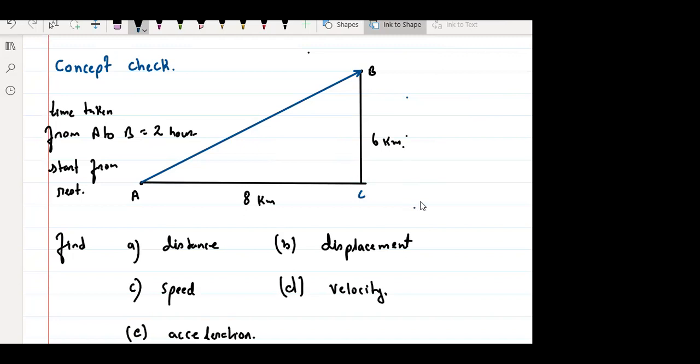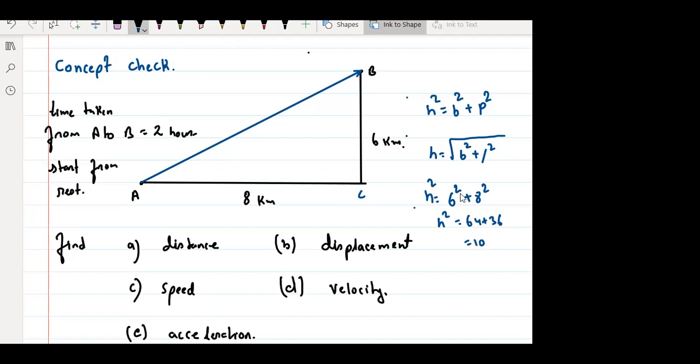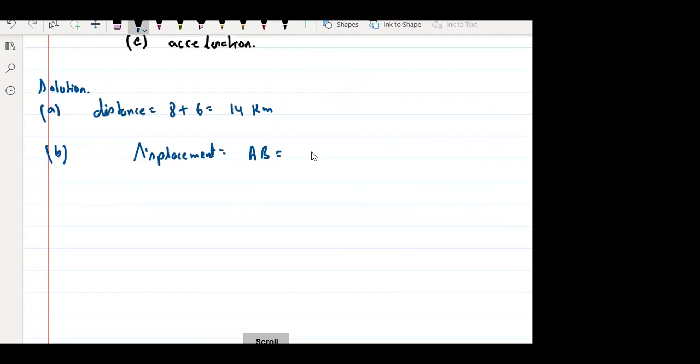okay, guys, just wait. Yeah, I was disconnected. Yeah. So hypotenuse square is equal to base square plus perpendicular square, which is hypotenuse is equal to whole under root of base square plus perpendicular square, right? Yes, correct. Very good. So H square is equal to 6 square plus 8 square. So H square is equal to 36 plus 64, which is equal to 100, which is equal to 10 square. H is equal to 10. So AB is equal to 10 kilometer. So displacement is 10 kilometer.